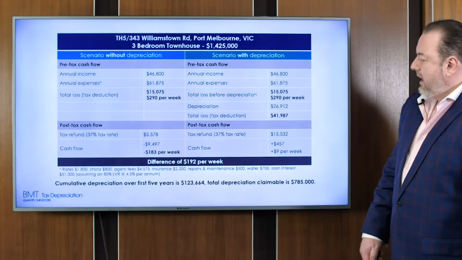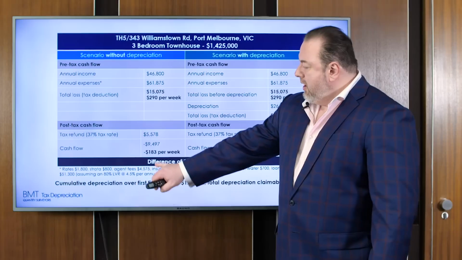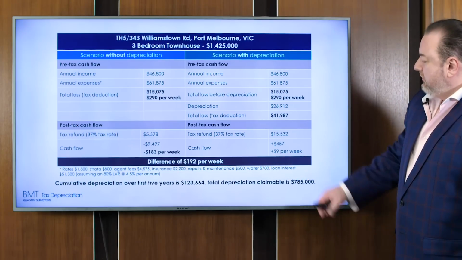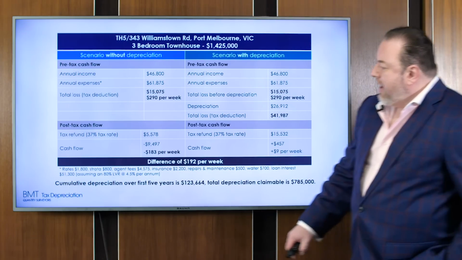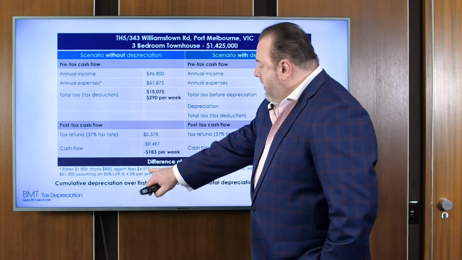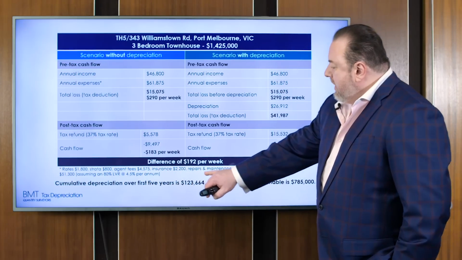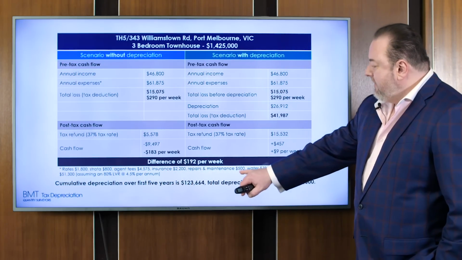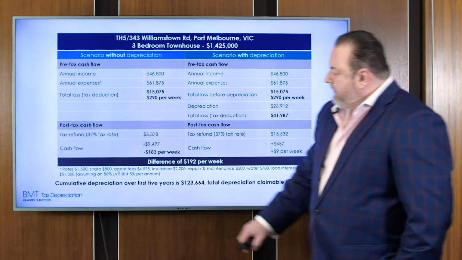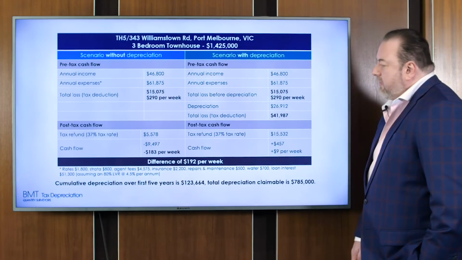So great property. Once again, the cash flow analysis from BMT without a depreciation schedule, negative $183 per week. With a depreciation schedule, $9 cash flow positive a week. And this is based on council rates of $1,800, strata of $800, agents property management fee of $4,575, insurance $2,200, repair and maintenance $500, water connection $700, interest 4.5, 80% LVR, and so it's a conservative estimate.